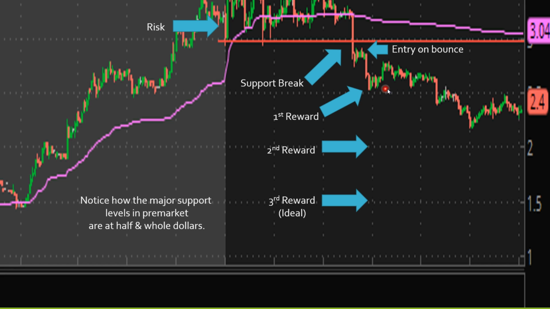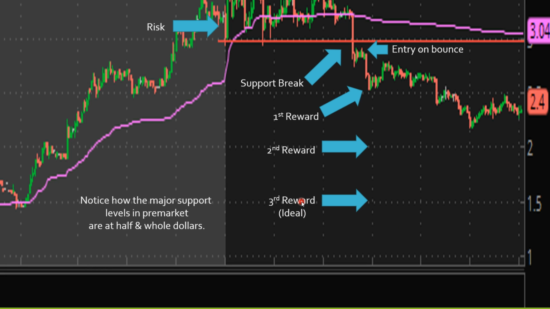And so when we finally get that break, again, we want to look for that area to hold as resistance. You can see it hold as resistance here. And our second profit target, we can shoot for $2 down here. And again, why is $2? Why is this the second reward target? Well, not only is it the whole dollar of 2, but if you go look back, it's also resistance in pre-market.